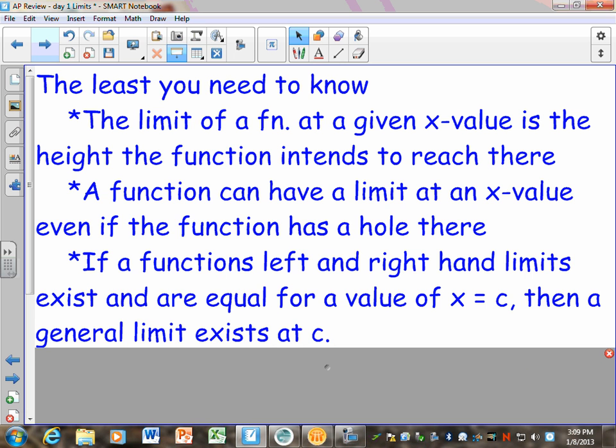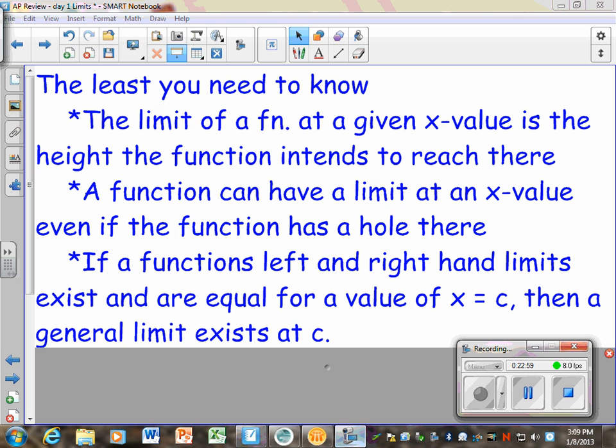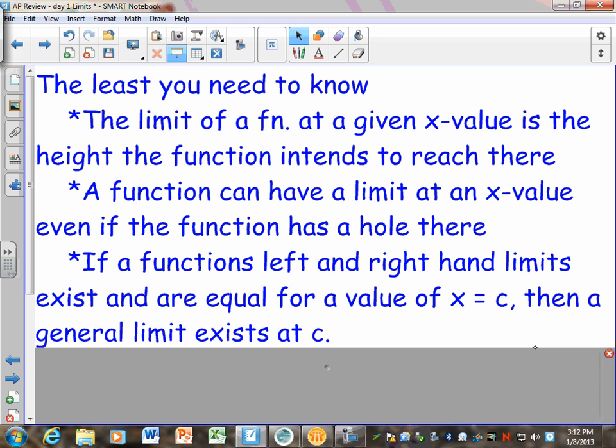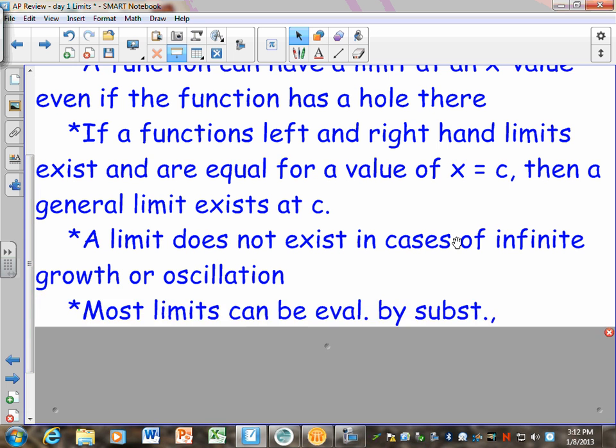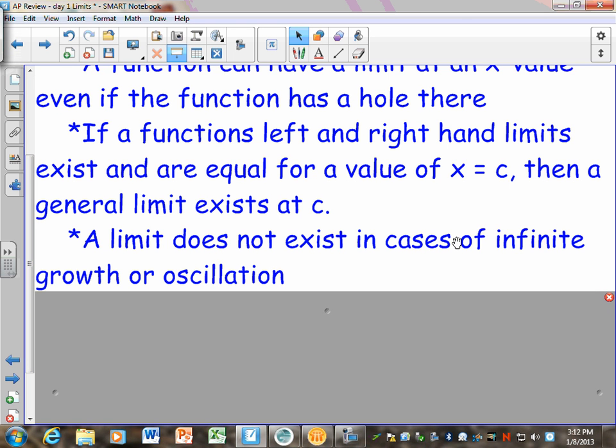That leads to the third one here. Really, really important. If the left and right hand limits exist and are equal to each other, then that's how you prove that a limit exists. It's also how you prove that a function is continuous. Remember that a limit will not exist if they don't meet up, but it also doesn't exist if it keeps going forever, so for infinite growth, or if it oscillates, like kind of goes back and forth, back and forth.